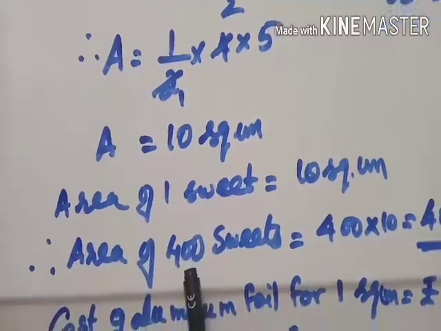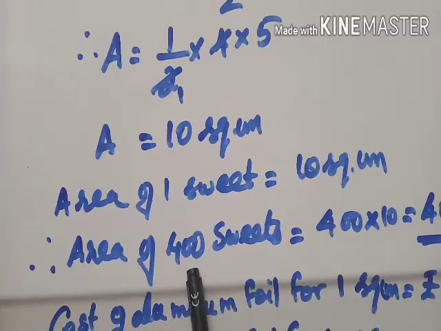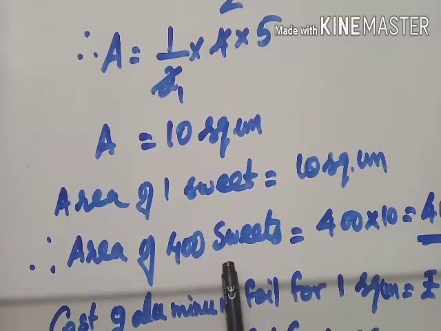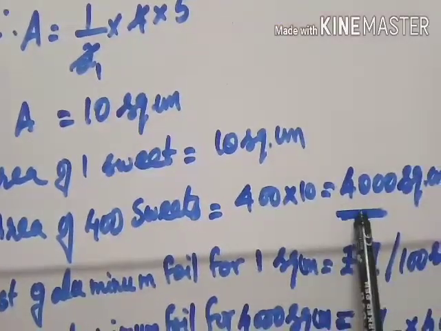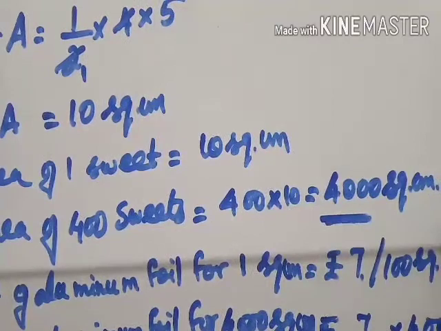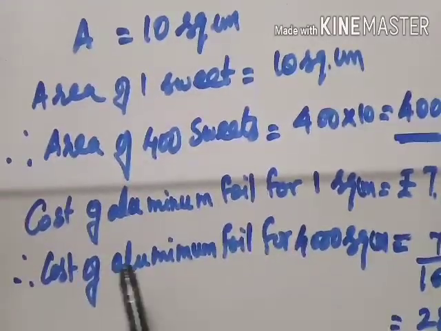But here we have to find the area of 400 sweets, right? So therefore area of 400 sweets is equal to 400 into 10. That is 4000 square centimeter. Am I clear? Right. Next I will go with the cost.